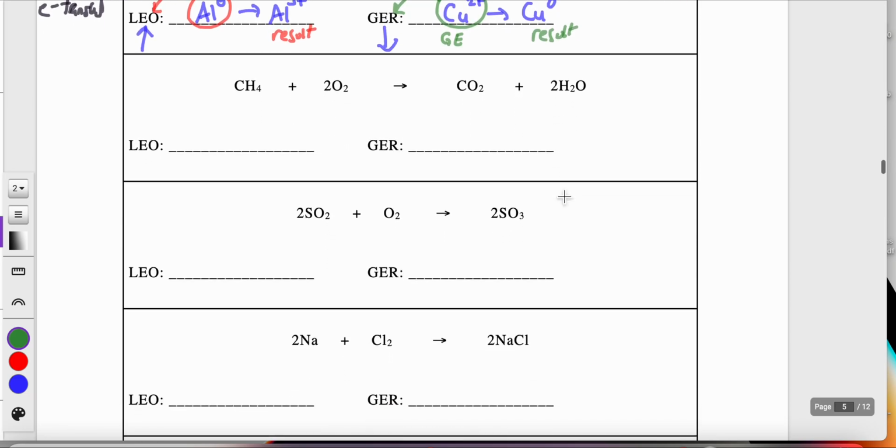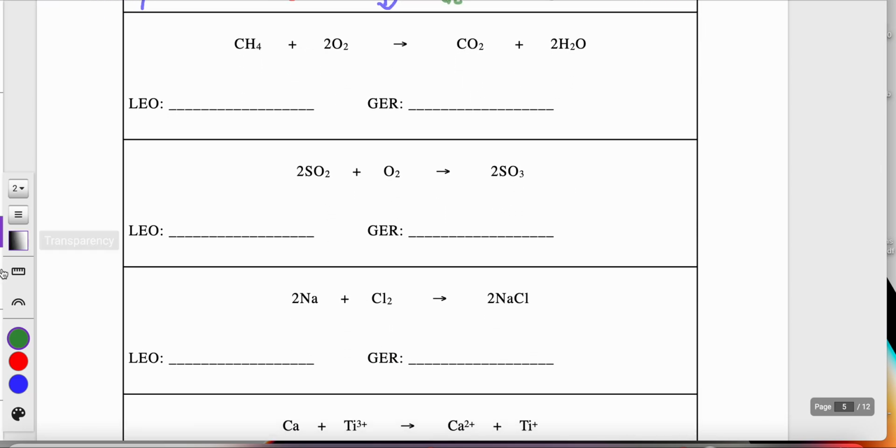Let's take a look at the next example here. So start off with assigning oxidation states. First formula, CH4. I have hydrogen bonded to a nonmetal, so it uses a +1. But there are 4 of them, so the C must be using a -4. O2, it's the only one elemental symbol in the formula, so it's an element, assign it a 0.